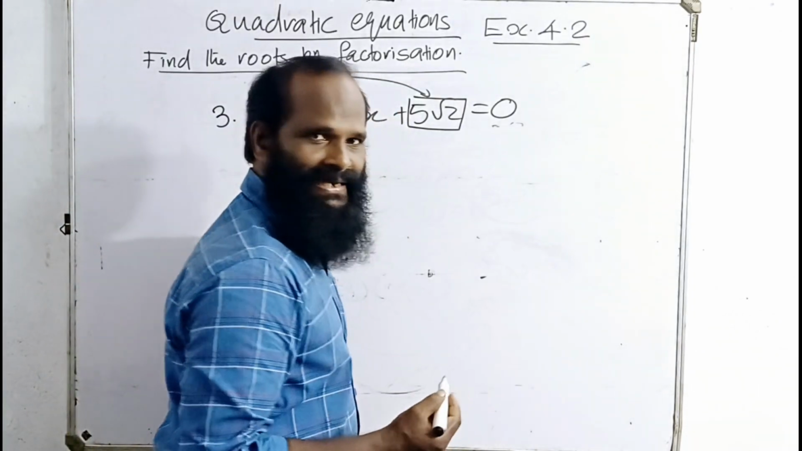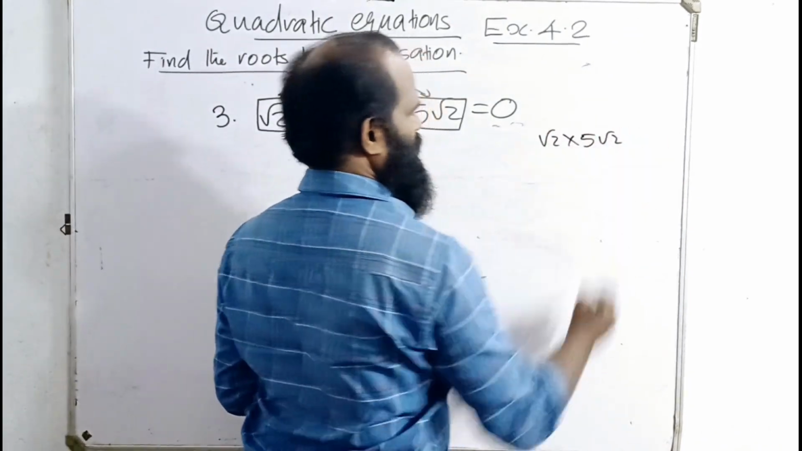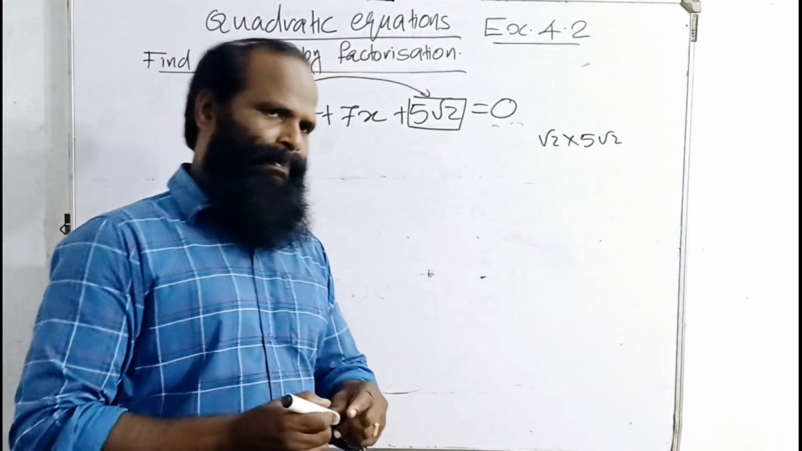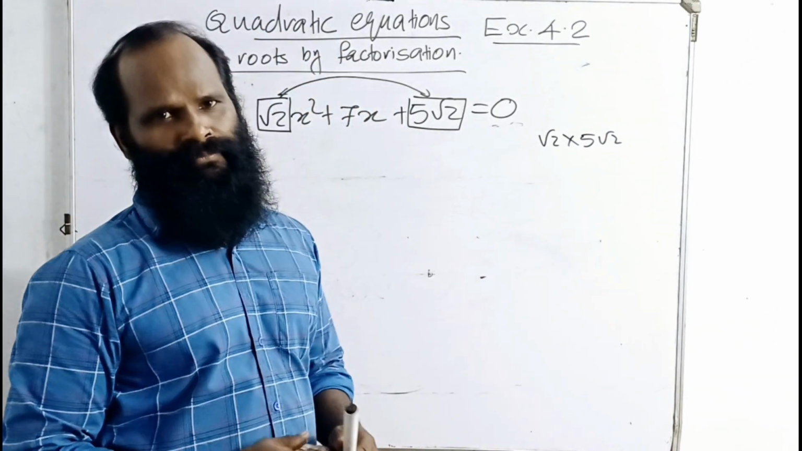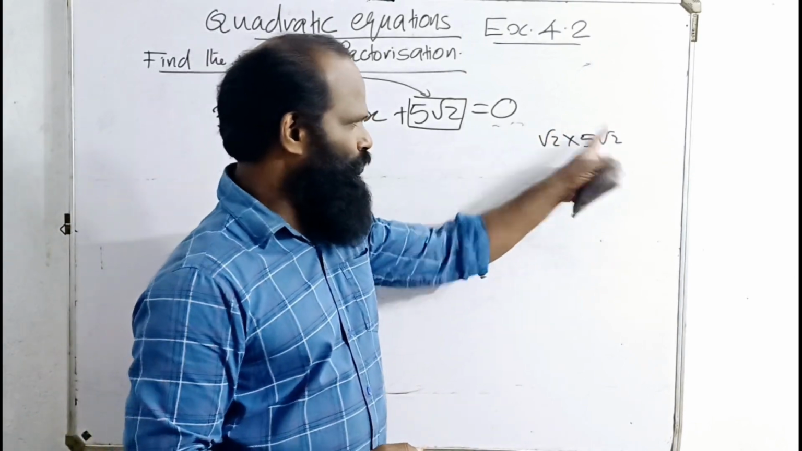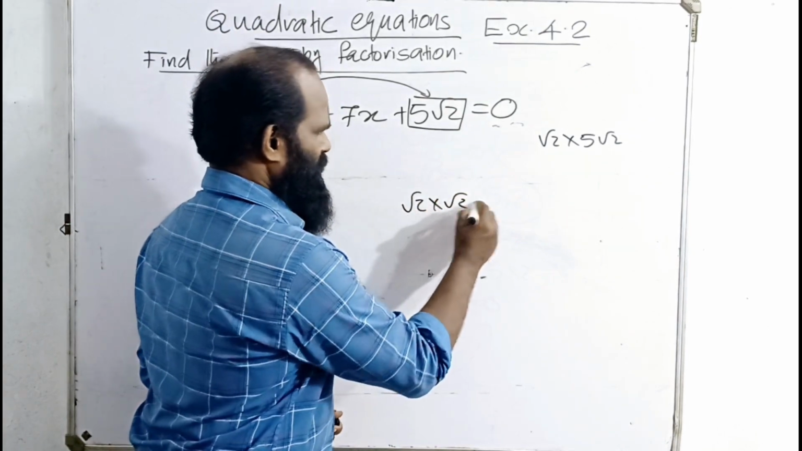Root 2 into 5 root 2. Let us see what the answer could be. We know when you multiply this kind of numbers, the numbers in radical sign are multiplied first. So we multiply root 2 into root 2. We know root 2 into root 2 is equal to 2.